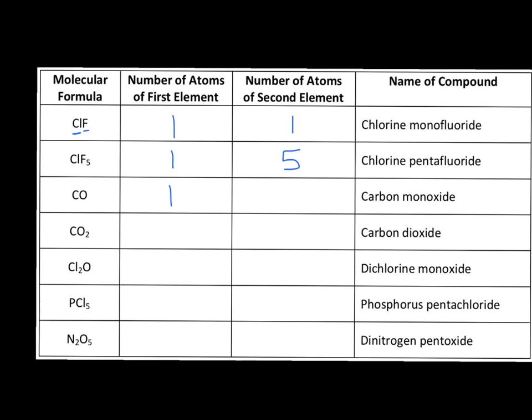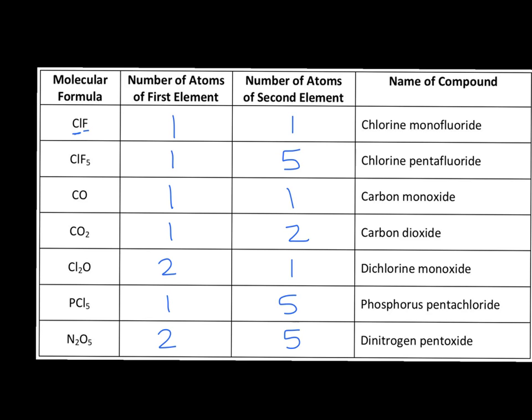And the third one, there's 1 carbon and 1 oxygen. And in the fourth one, there's 1 carbon, 2 oxygen. And then next, we've got 2 chlorines and 1 oxygen. And then next, we've got 1 phosphorus and 5 chlorines. And then after that, we've got 2 nitrogens and 5 oxygens. So keep this in mind while we go through what's going on here.